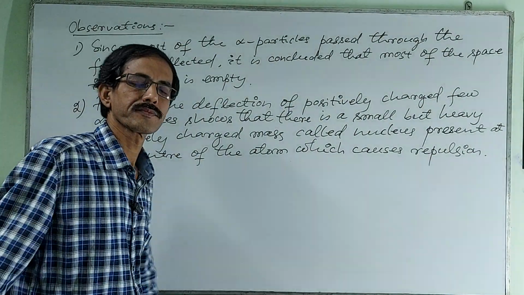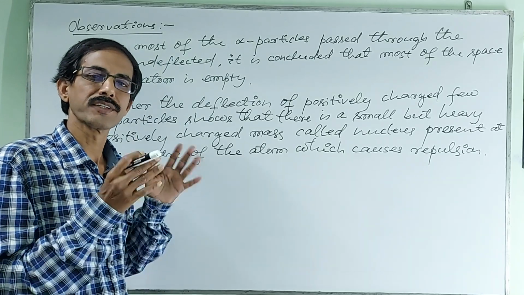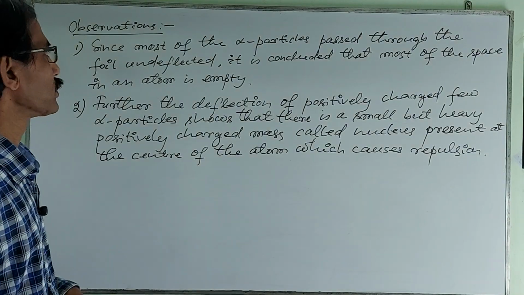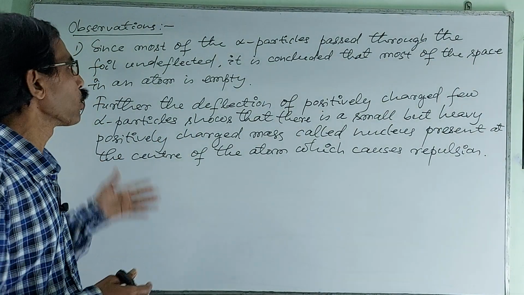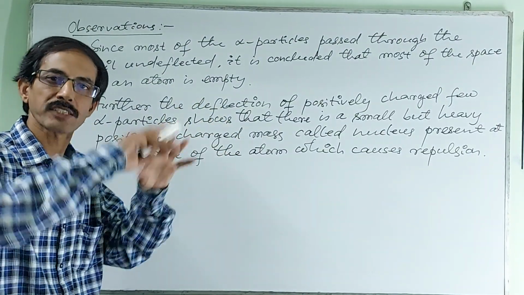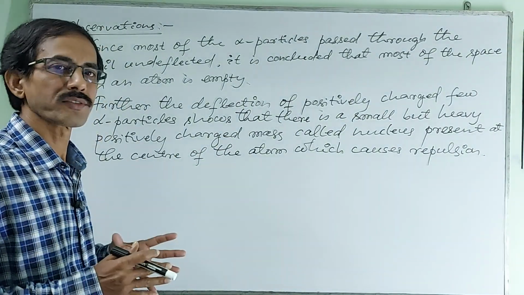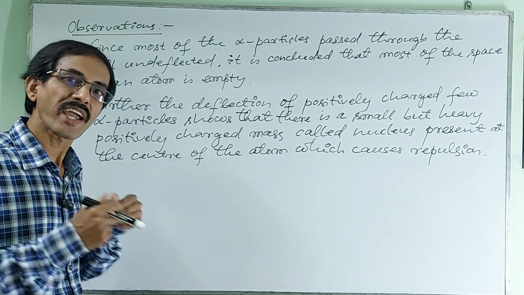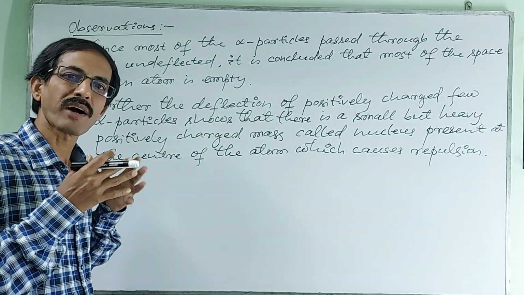Dear students, what are the observations Rutherford made in his scattering experiments? The first observation is, since most of the alpha particles pass through the gold foil undeflected, it is concluded that most of the space in an atom is empty. Otherwise, if it was not empty, alpha particles could not have passed through the gold foil.